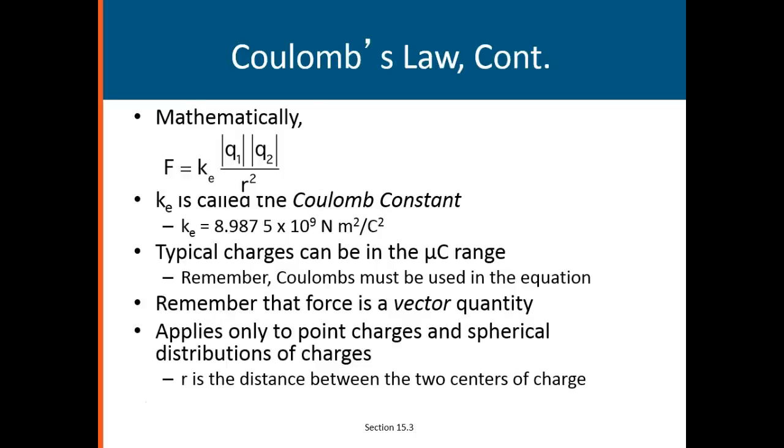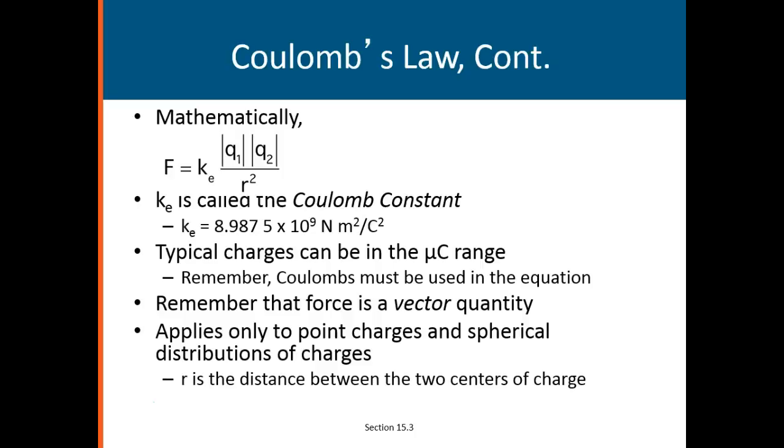Here is how we express Coulomb's law mathematically. F, and this is Coulomb's law, the Coulomb force, is equal to K sub E, that's called Coulomb's constant, times the magnitude of charge 1, times the magnitude of charge 2, divided by r squared. K sub E is Coulomb's constant. I don't know why they put the tau here. That should be a T. I guess it just got cut off up there. I guess something H got cut off too.